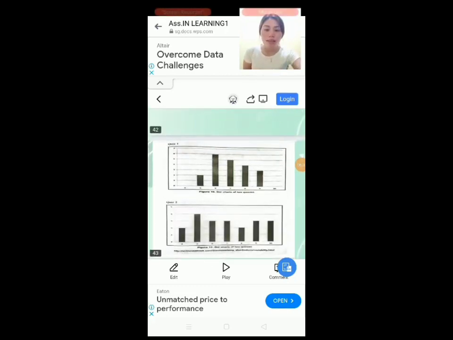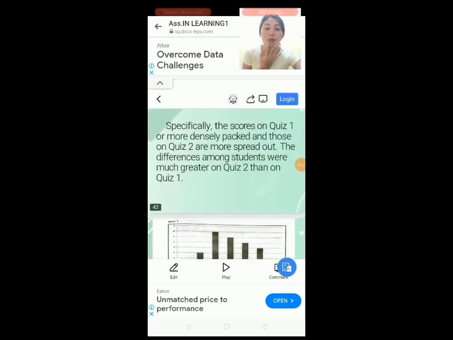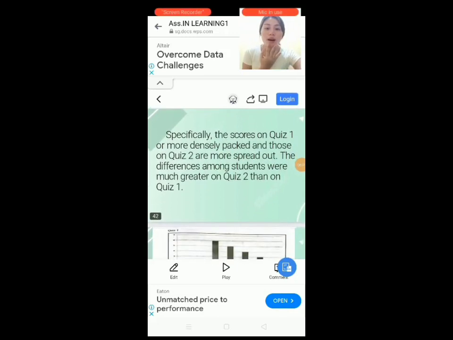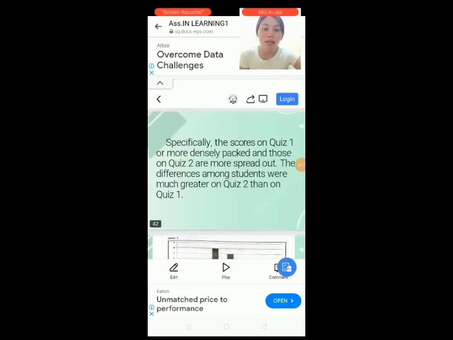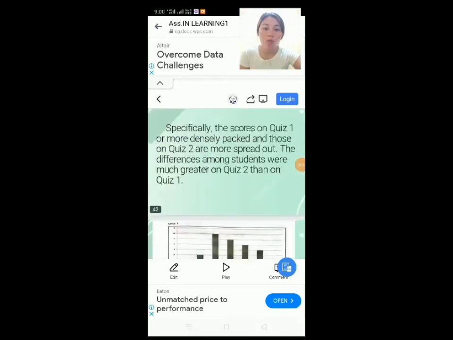So you can see the quiz 1 and the quiz 2 figures, figure 16 and 17. So quiz 1 is more densely packed and quiz 2 is more spread out. So you can see the quiz 2, na spread out jud siya ang quiz 2.